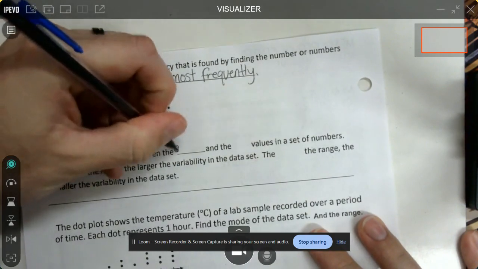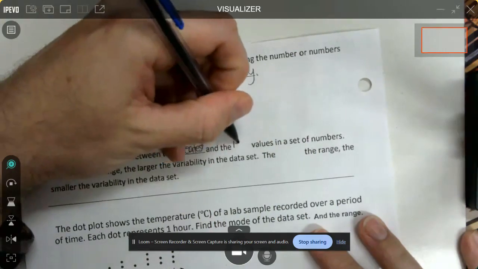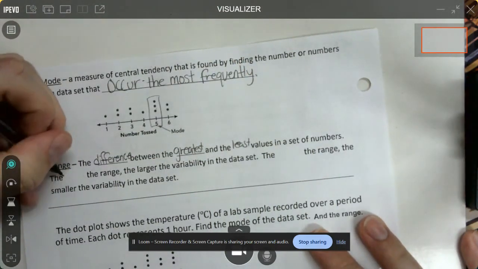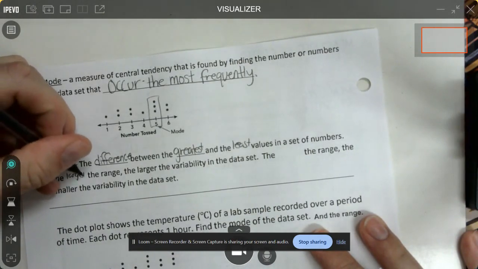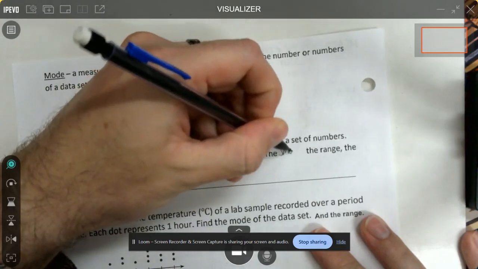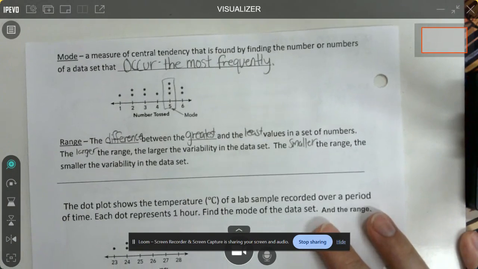between the greatest and the least values of a set of numbers. The larger the range, the larger the variability in the data set. The smaller the range, the smaller the variability in the data set.